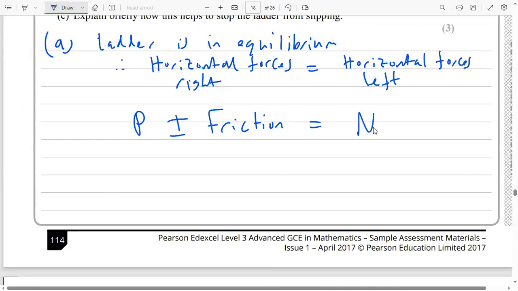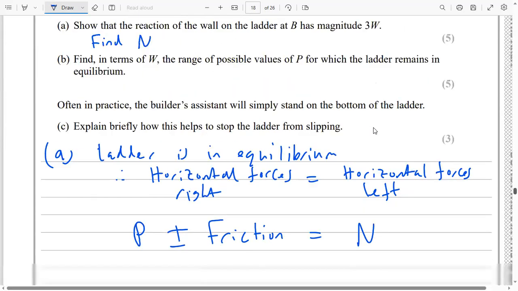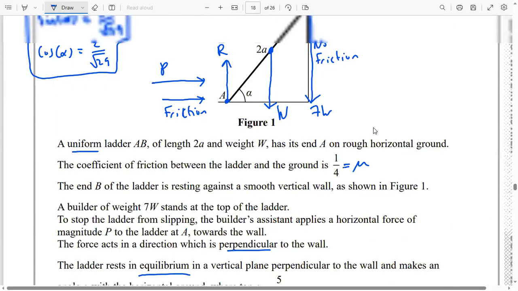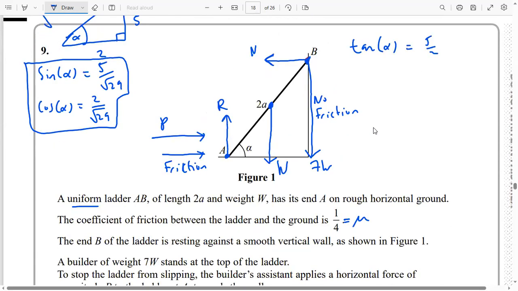So that's our N force. So why have I put a plus or minus friction there? Let's just go through this. Friction could be going to the right, or it could be going to the left. To be honest with you, at this moment in time, we don't know.